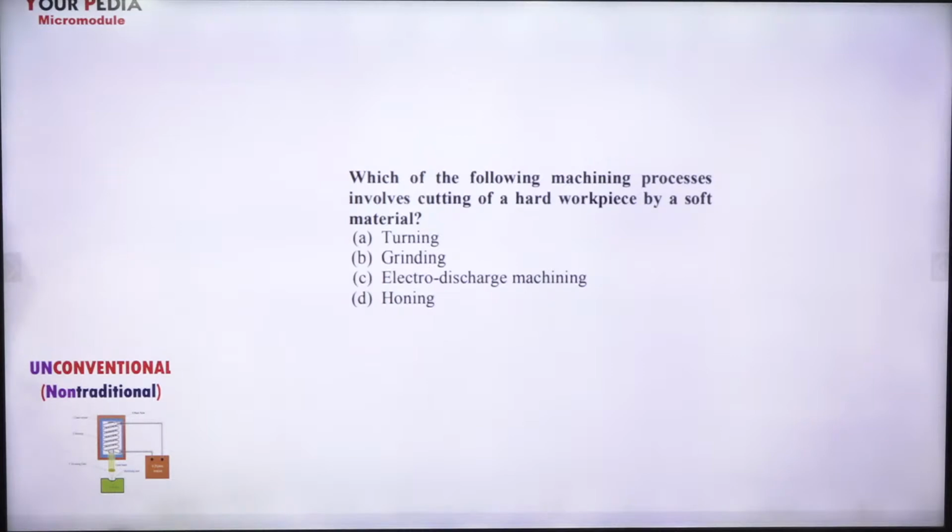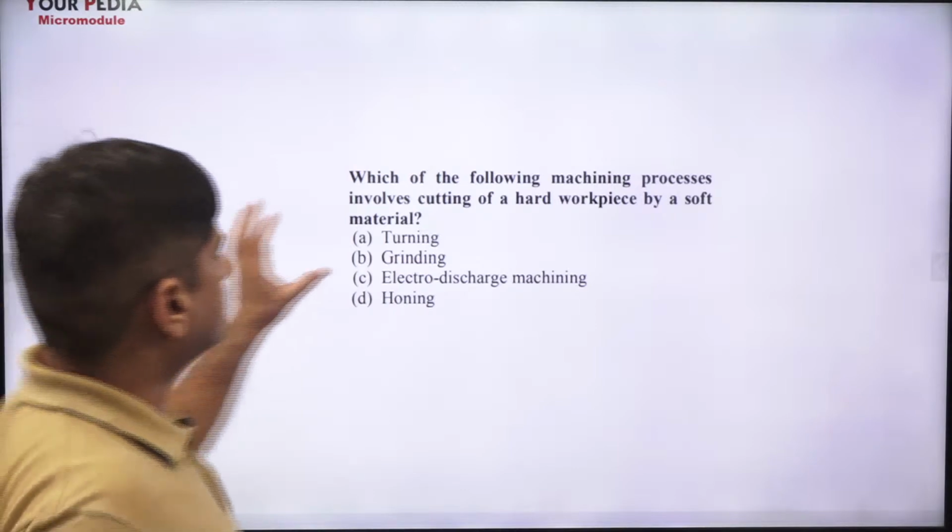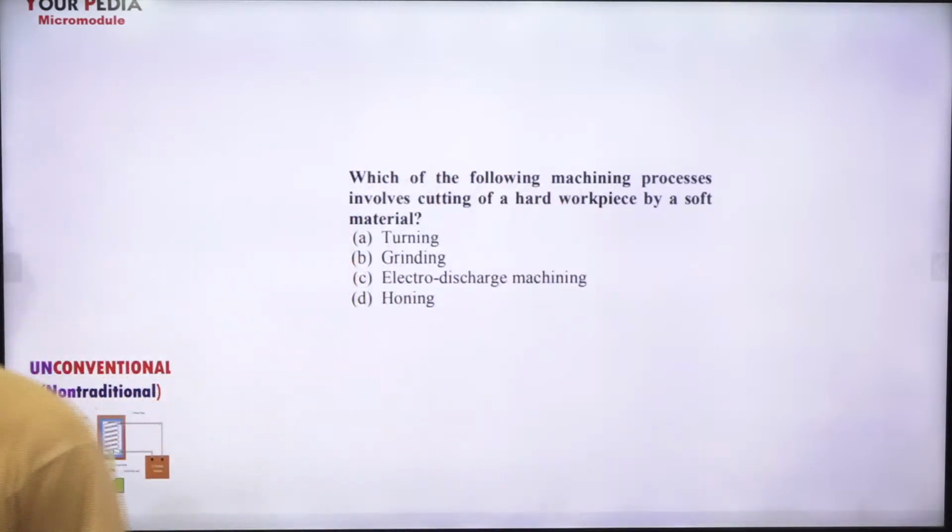In which of the following non-traditional machining processes do you use a soft material tool to cut a hard workpiece? Soft material tool to cut the hard workpiece. Which of the following is used?